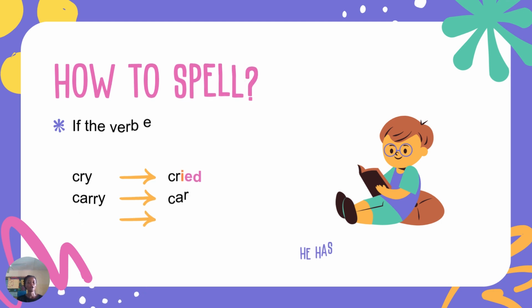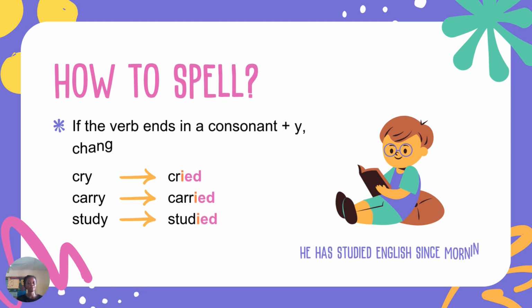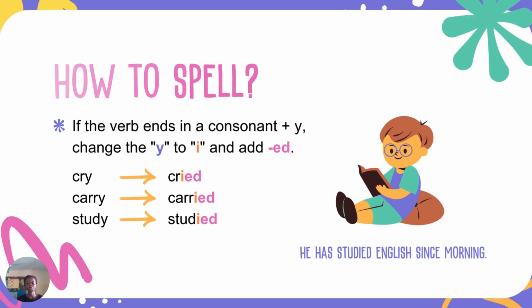Now, for verbs ending with letter Y, we simply remove the Y and replace it with IED. Like cry, carry, study. They'll become cried, carried, and studied. If you see your slide on your screen, you can see where the Y was replaced with IED.